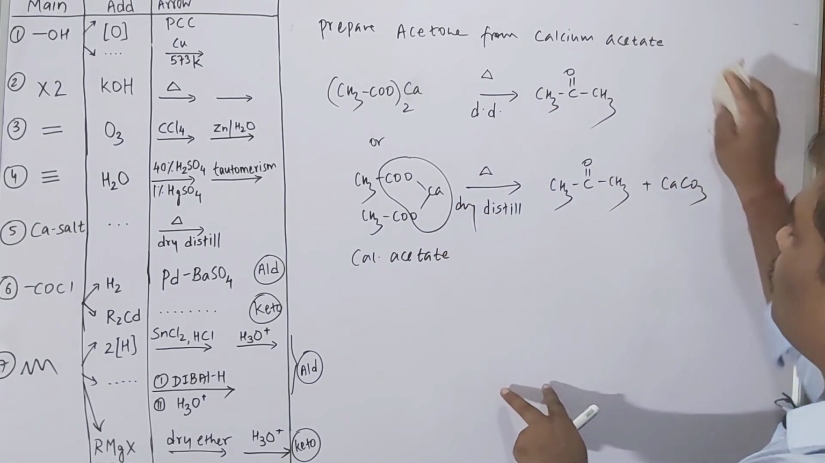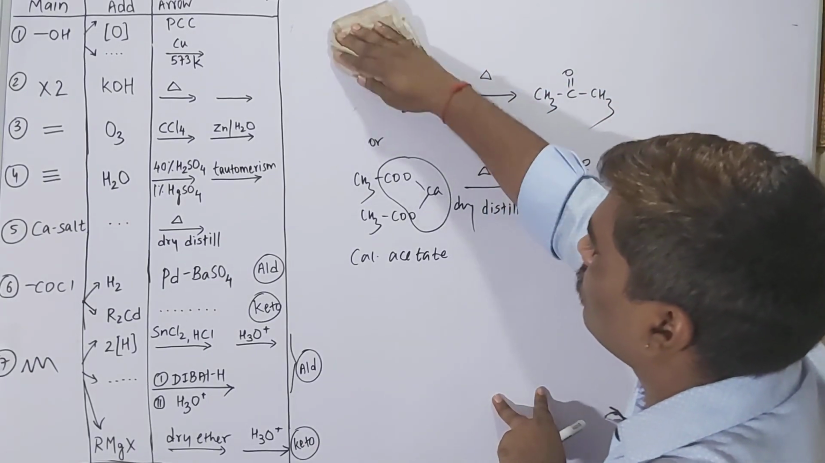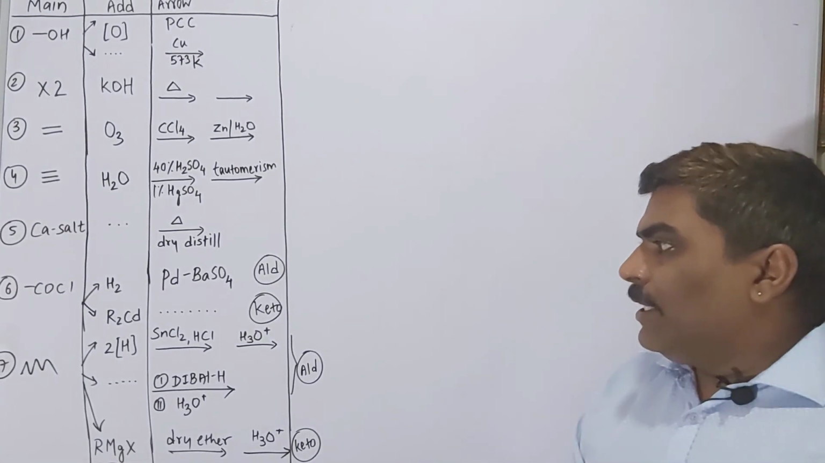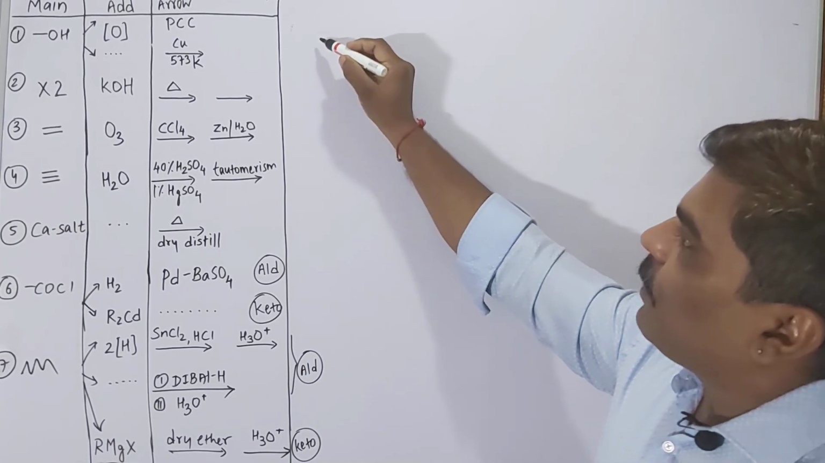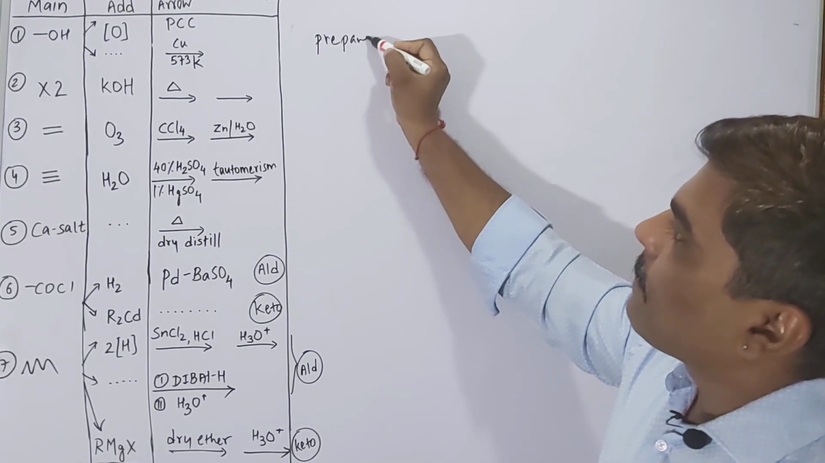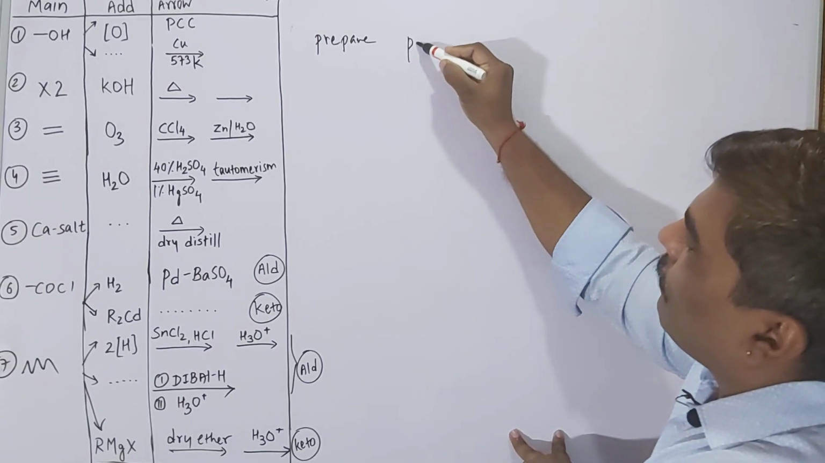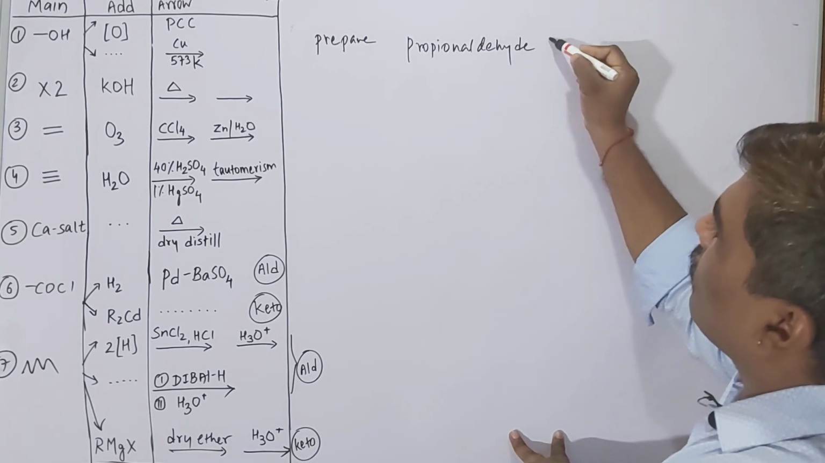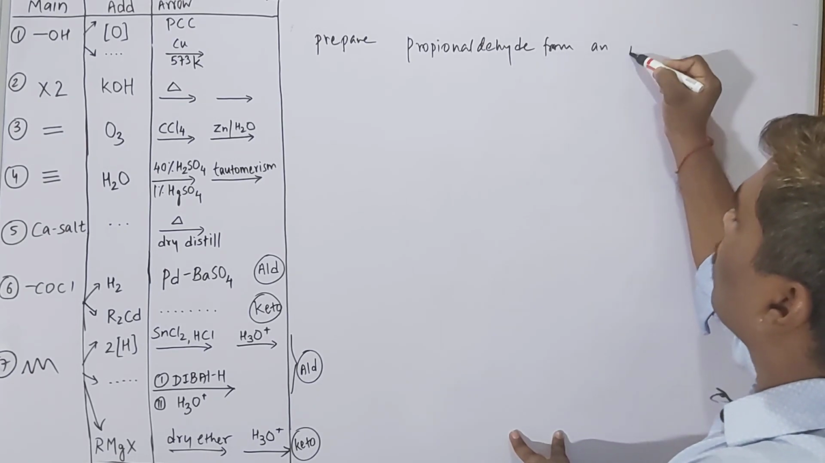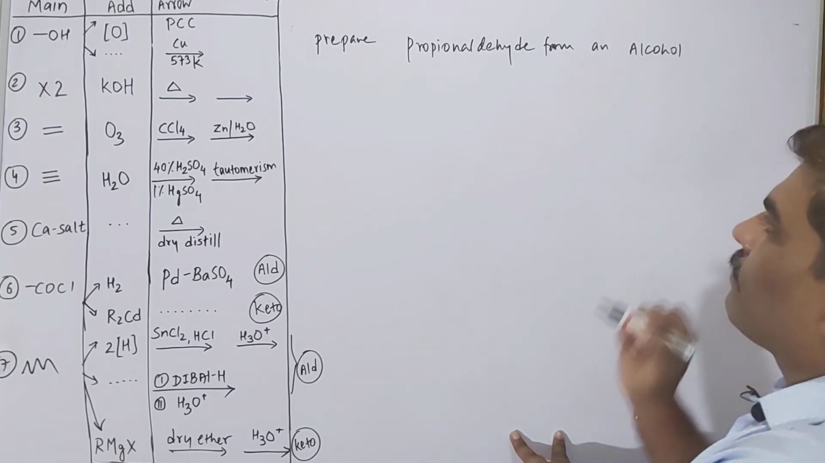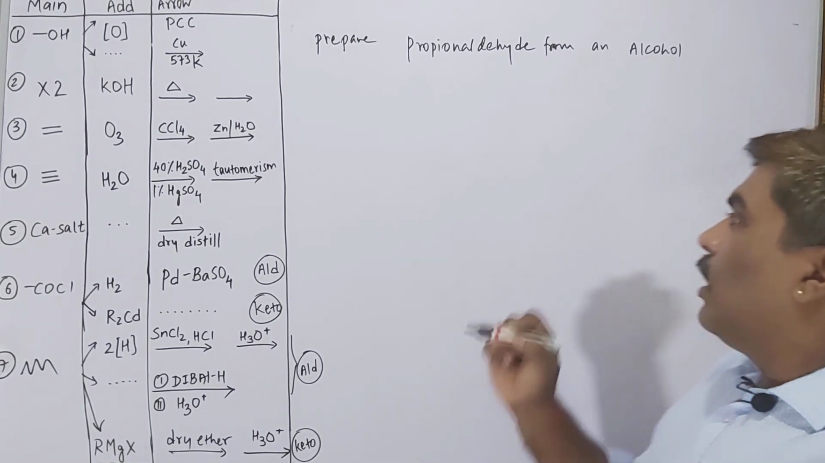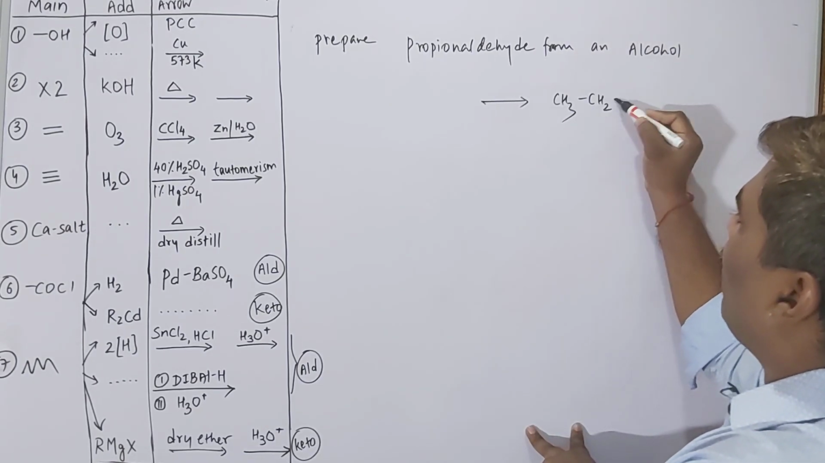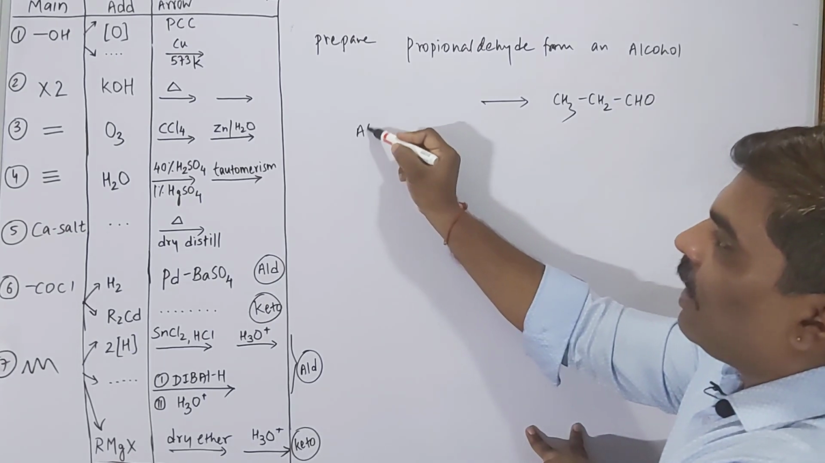Now another question. Say this time if our question is we want to prepare propion aldehyde from an alcohol. Now what to do? As we want to prepare propion aldehyde, the structure you know very well, which is this, and the alcohol is not given.